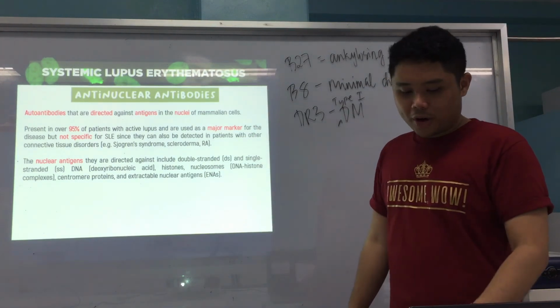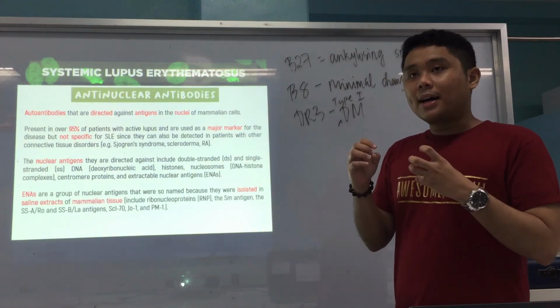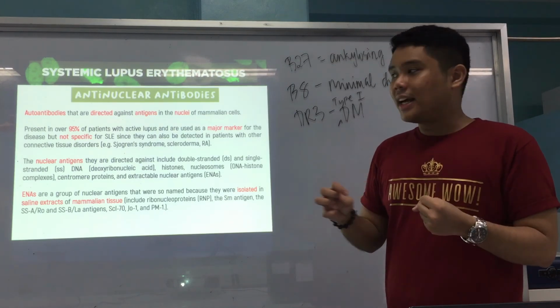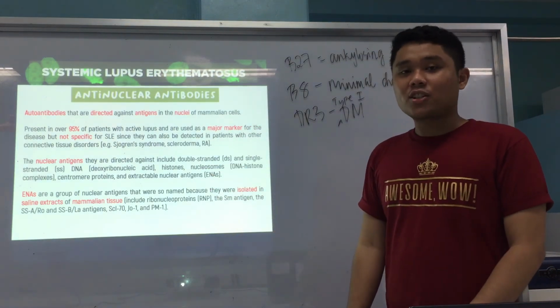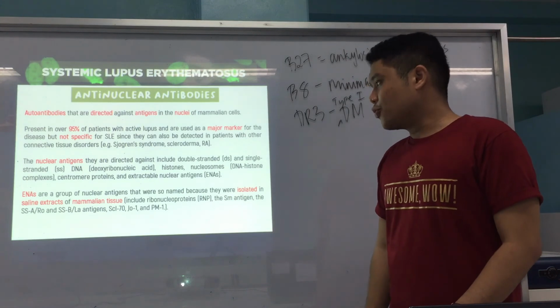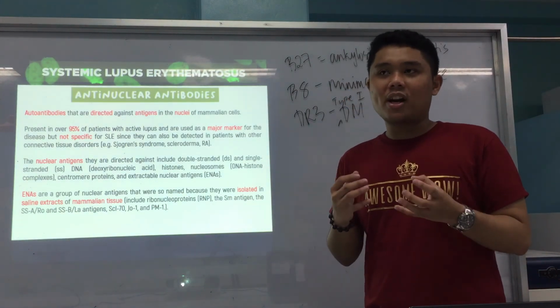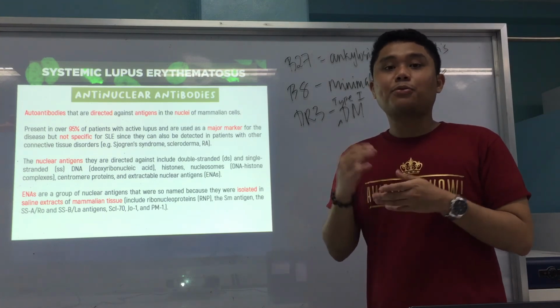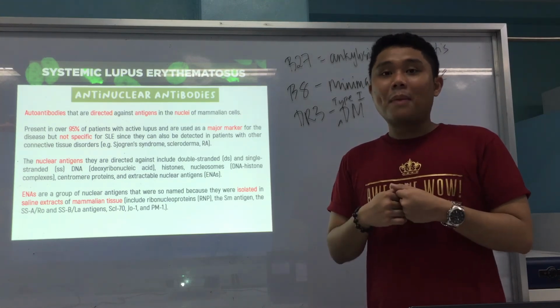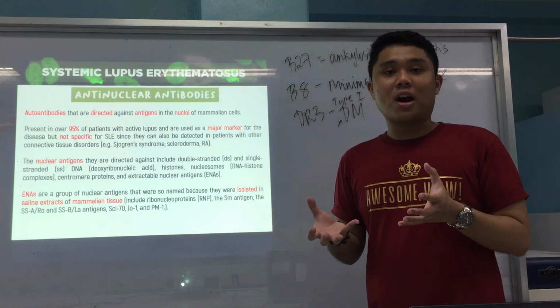Now, these extractable nuclear antigens are nuclear antigens that were isolated from saline extracts of mammalian tissue. They were only found after extracting mammalian tissue in saline extracts.